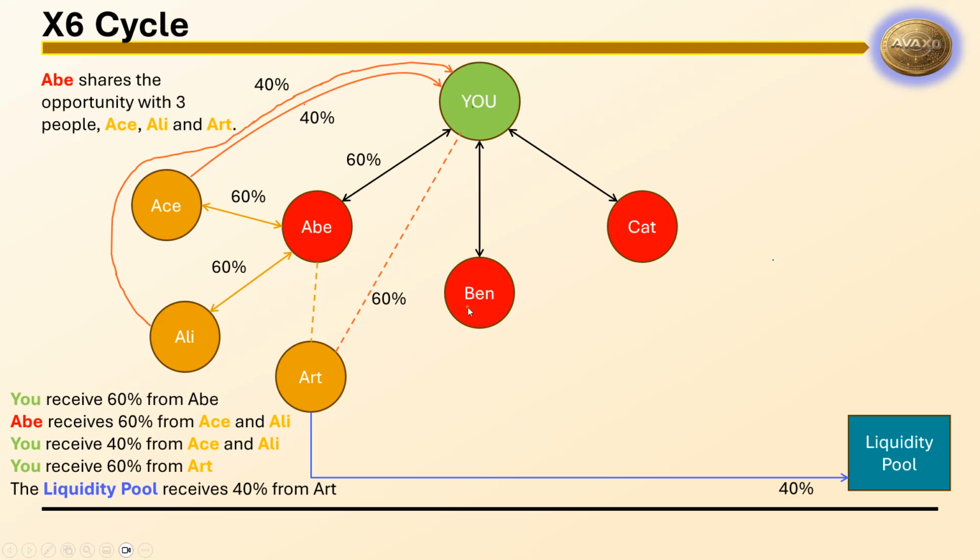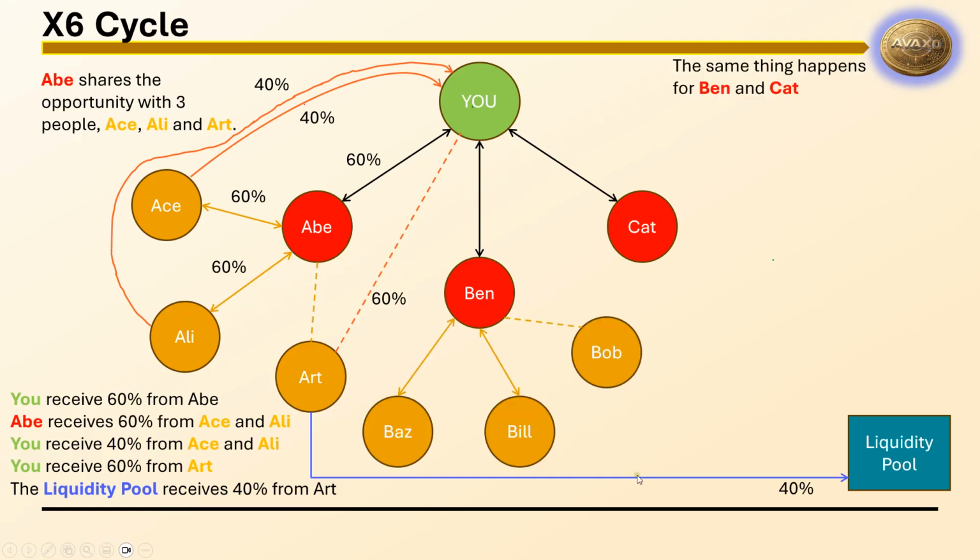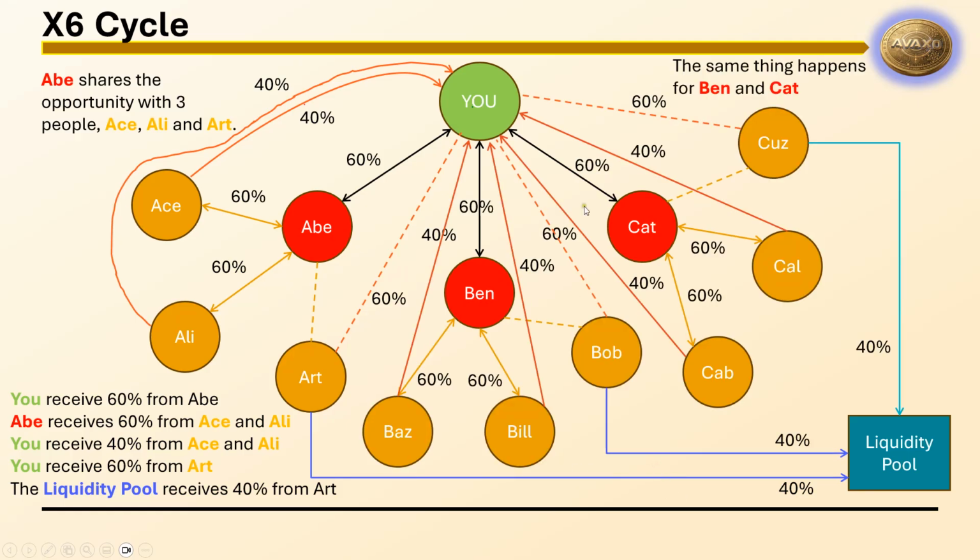Now that happens the same with Ben and with Cat. So you're going to receive 200%, 400%, 600%. If everybody's on level 1, nobody's gone any further than that, you're going to get 2.2 AVAX times 6, which is 13.2 AVAX. Okay, so hopefully that's clear.